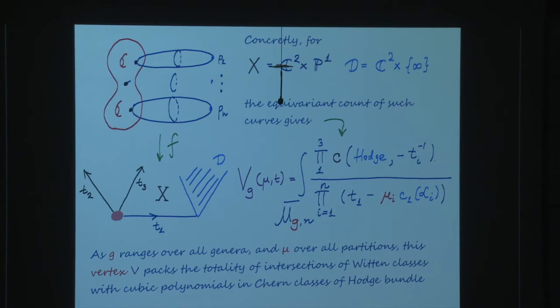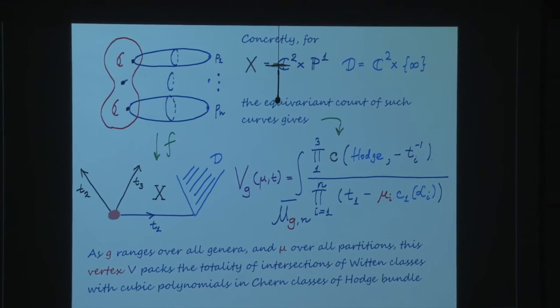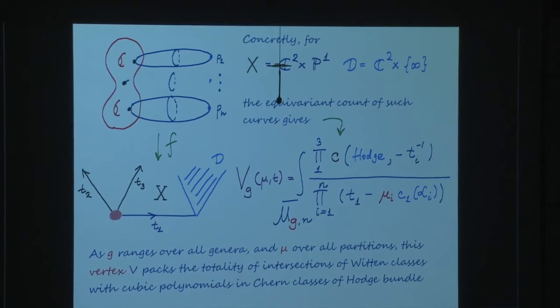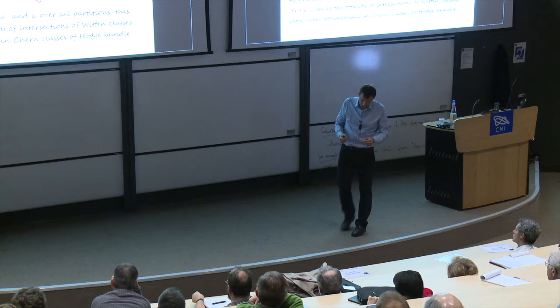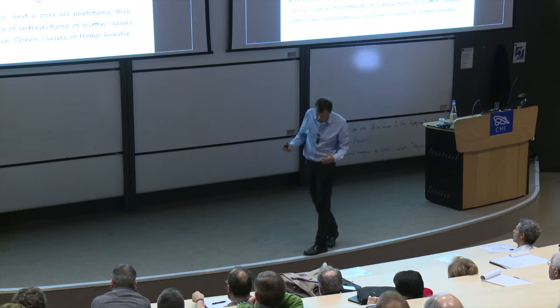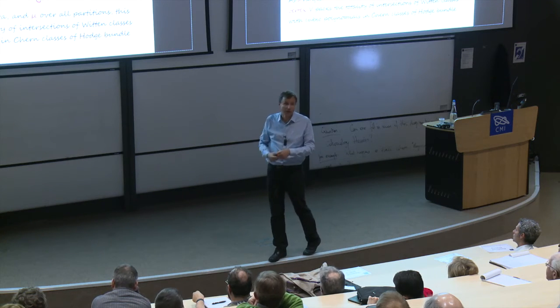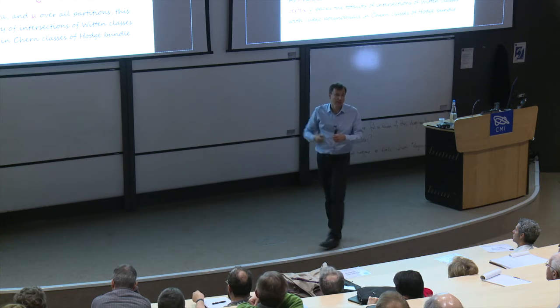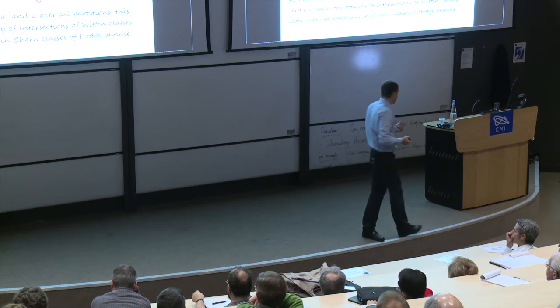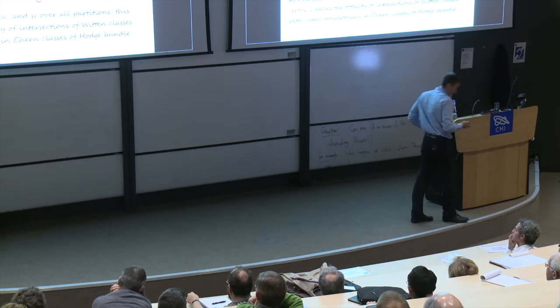And it's very clear that if I vary this overall general partition, this packs the entire information somehow. The entire information about integrals of M_{g,n} bar, which involve an arbitrary number of Witten divisors and up to 3 Chern classes of the Hodge bundle.